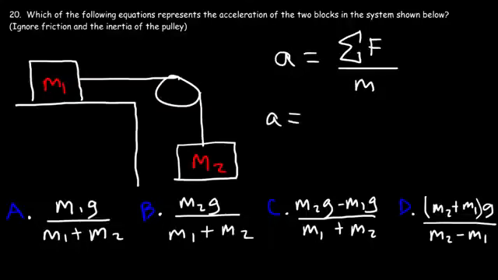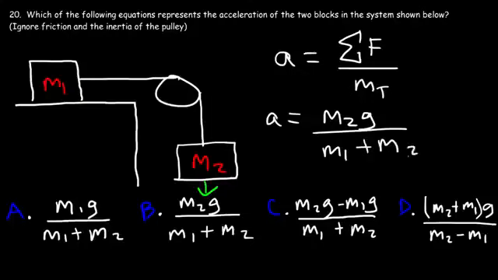Now, there's only one driving force for this whole system, and that is the weight force of block 2. The weight of block 2 causes the entire system to move in this direction. And so that weight force is the mass of block 2 times g. So it's m2g. And then you've got to divide it by the total mass of the system. That's m1 plus m2. So that's going to give you the acceleration of the system, which is answer choice B. So B is the right answer.